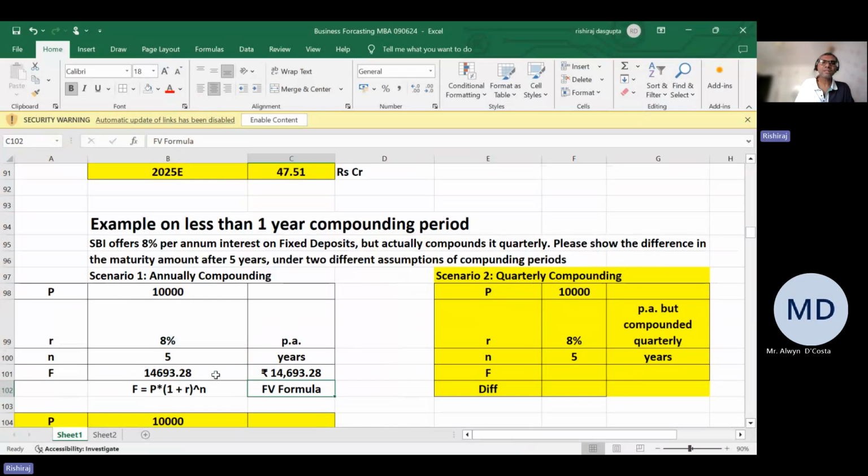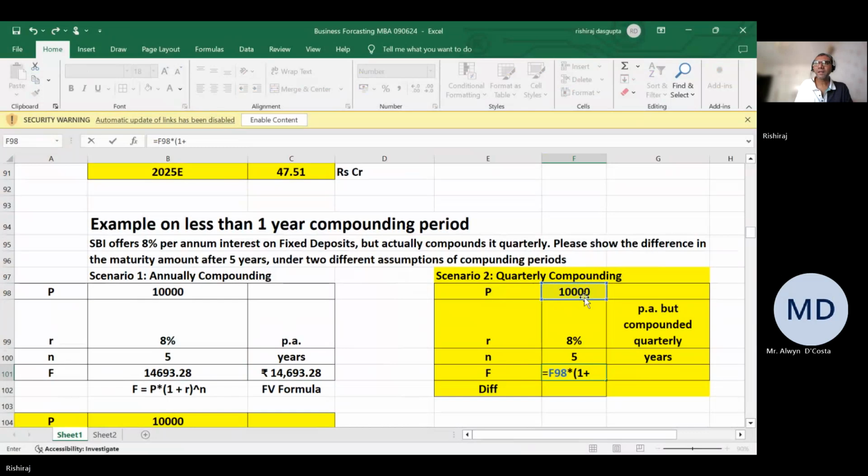And now I go to the second assumption, quarterly compounding scenario. So now future value is present value 10,000 rupees into, within bracket, 1 plus. Now the rate, it says 8% per annum but compounded quarterly. So I must use a quarterly rate, not the annualized rate. So this is another bracket, 8% by 4. There are 4 quarters in a year, so it will become 2% per quarter. Bracket close, double bracket close, to the power.